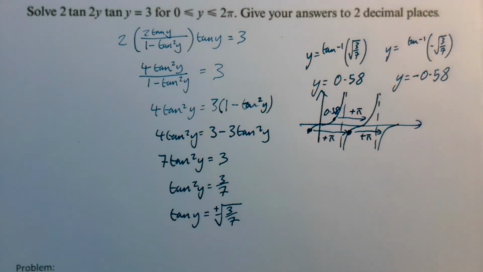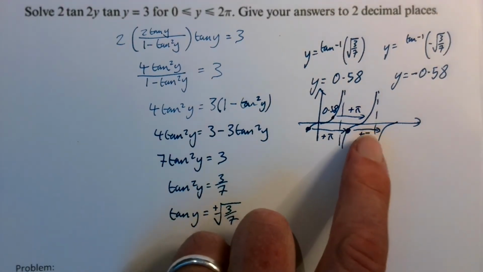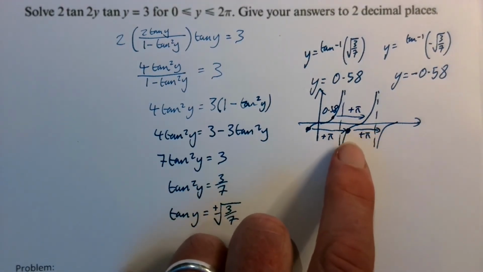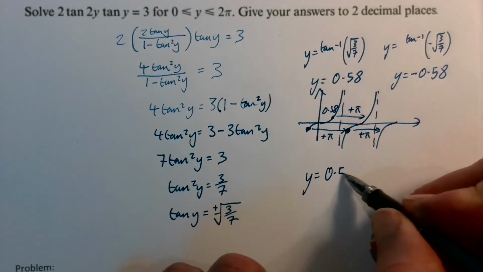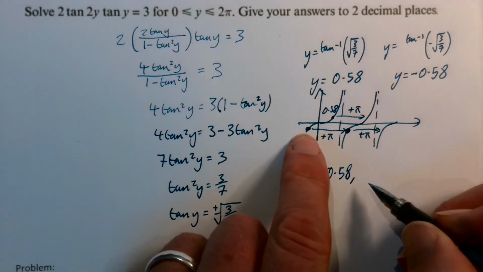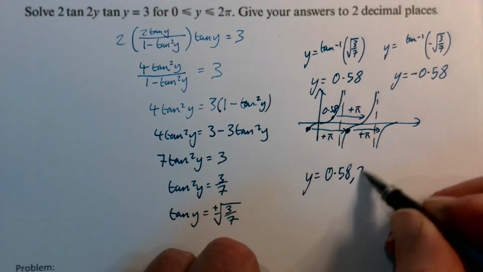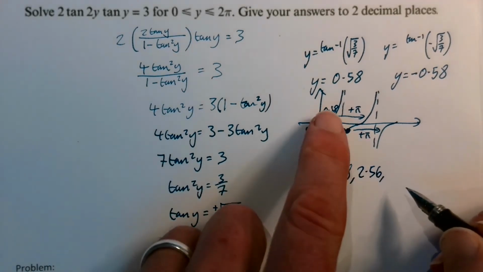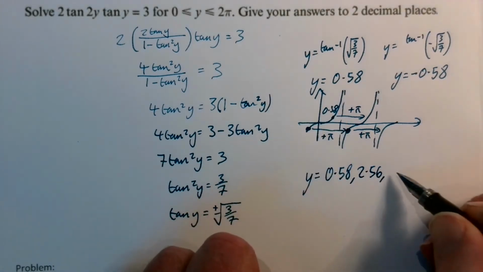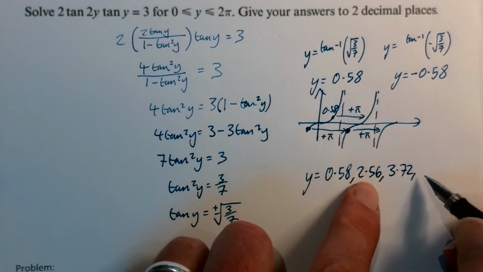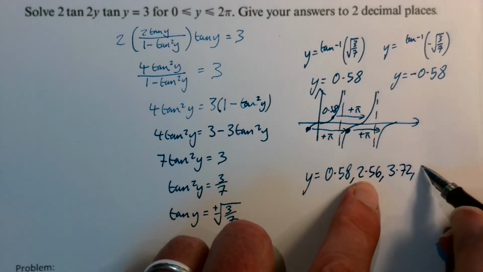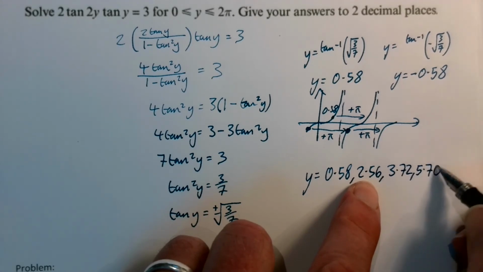So we're going to need 0.58 plus pi to get that one, and negative 0.58 plus pi to get there. So that should give us as our final ones 0.58, then this one plus pi gives you 2.56, 0.58 plus pi gives you 3.72, and 2.56 plus pi gives you 5.70.